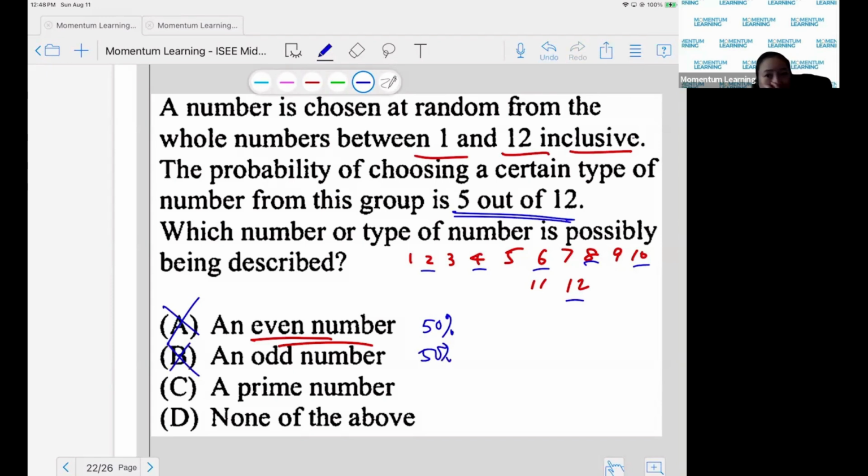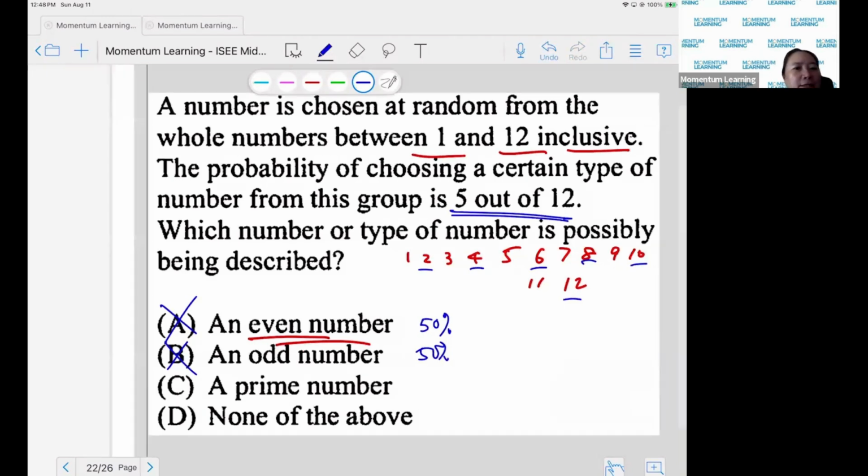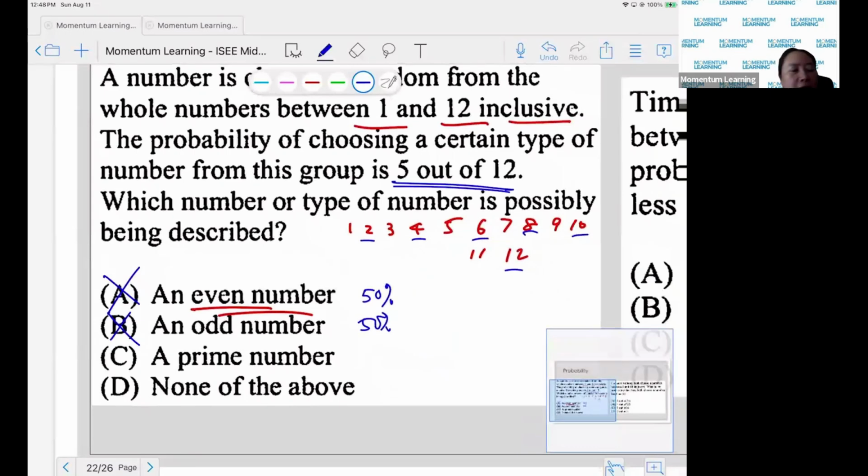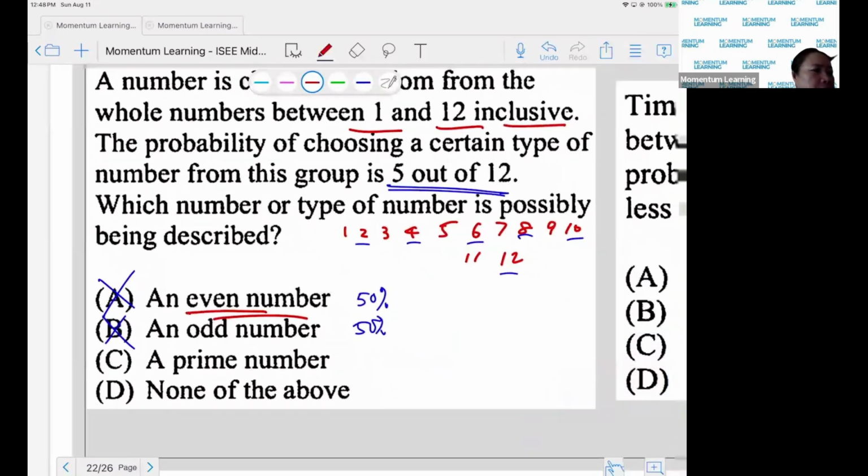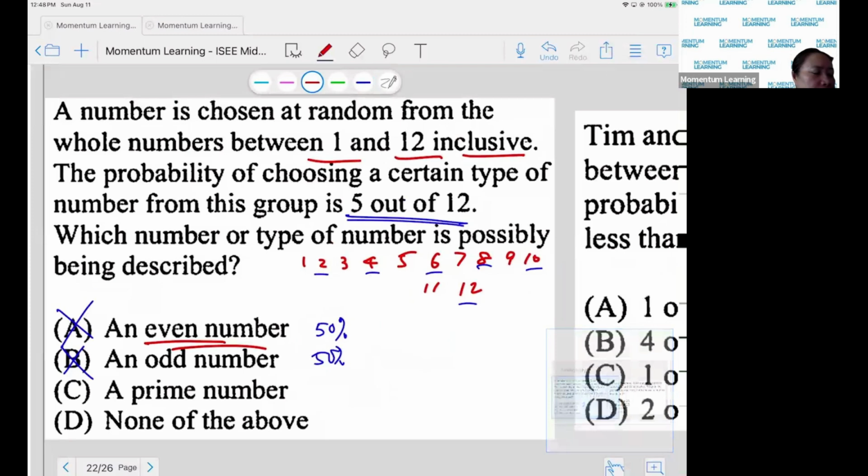Now, I said I do not like none of the above because you cannot just say, oh, now between C and D. Okay, so prime number. Olivia, can you tell me all the prime numbers from 1 to 12?